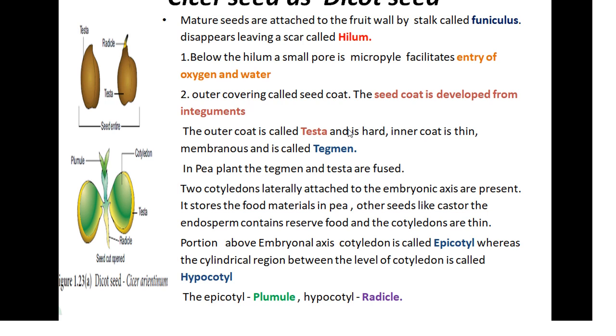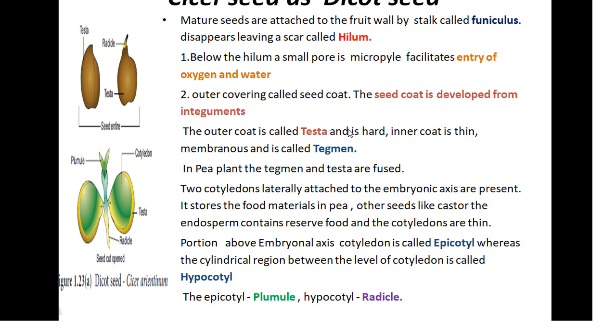The outer covering is called the seed coat. The seed coat is developed from the integument. You know that there is an outer integument and an inner integument, two integument layers in and around the ovule. The integument develops into the seed coat, which is very rough and hard. The outer coat is called testa, and it is very hard. The inner coat is thin and membranous, called tegmen. So two types of coats are there in the seed. The outer coat is very thick and hard, and the tegmen is very thin and membranous.